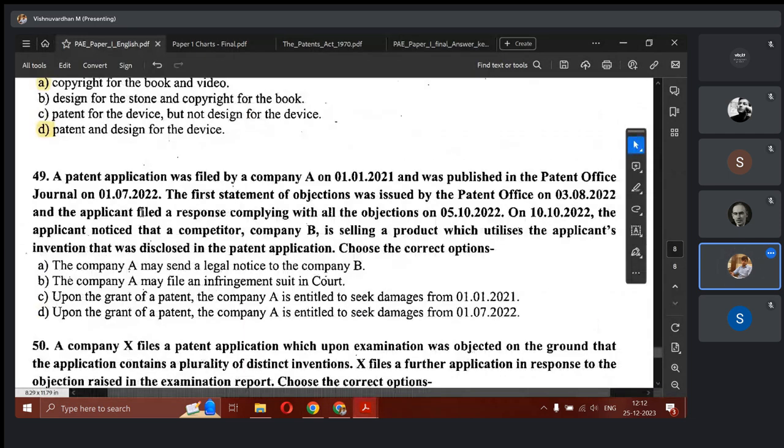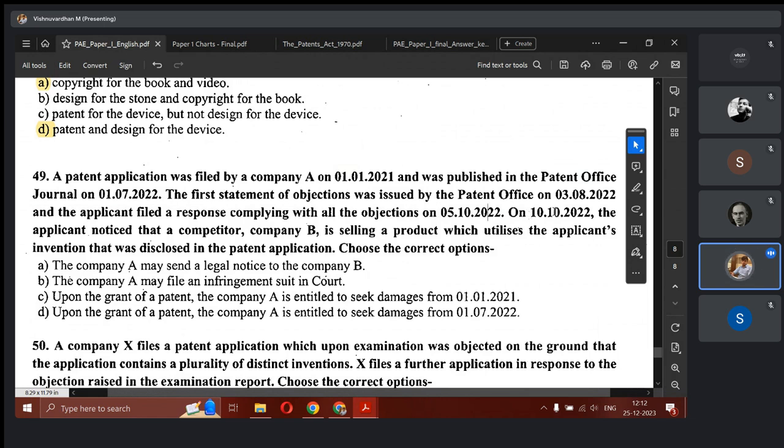Then 49. A patent application was filed by a company A on 1st Jan 2021 and was published in the Patent Office Journal on 1st July 2022. Is it within 18 months? Yeah, so it's 18 months till this, so it has been automatically published. The first statement of objections was issued by the Patent Office on 3rd August 2022. Cool. Applicant filed a response complying with all the objections on 5th October 2022. So it's within 6 months plus 3 months. So this is also valid.